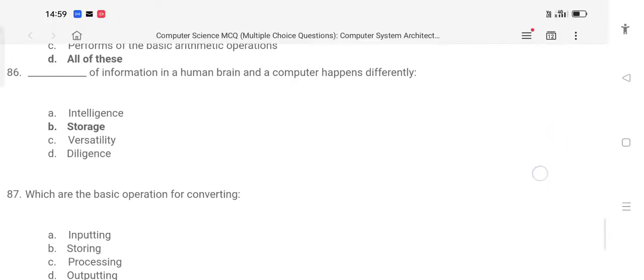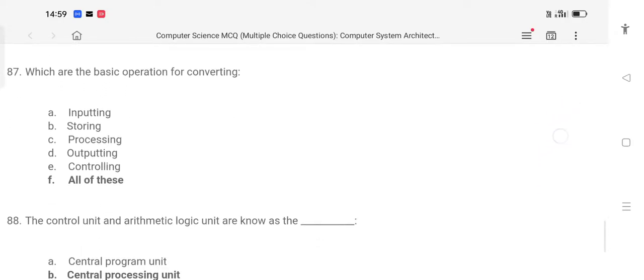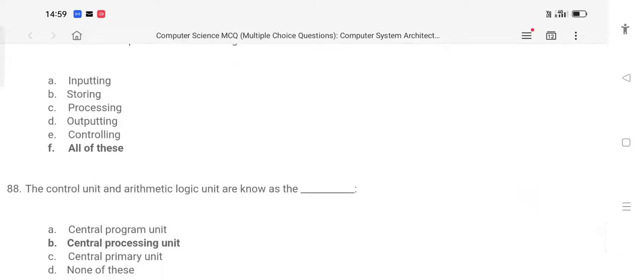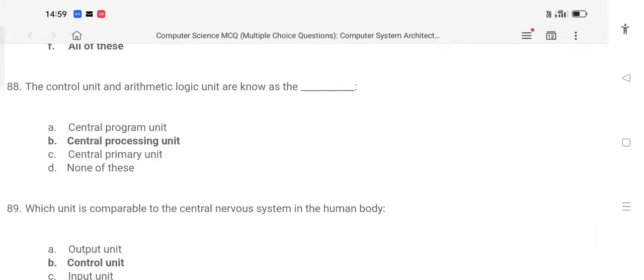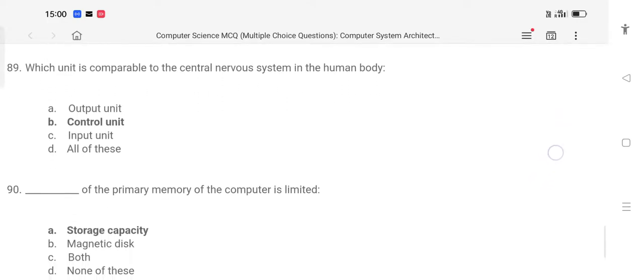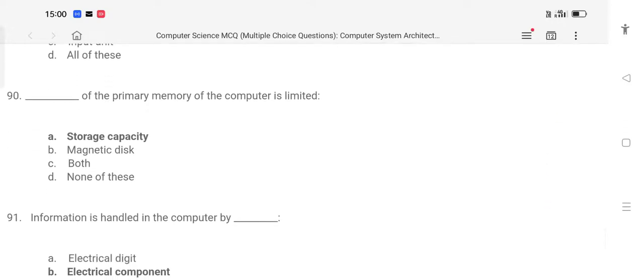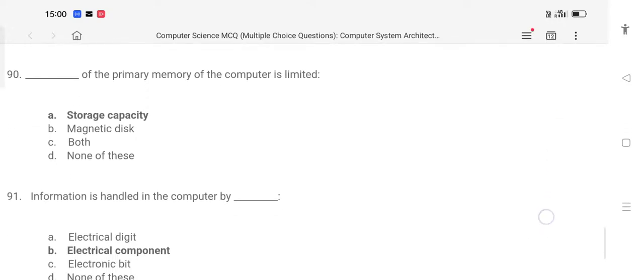Dash of information in the human brain and computer happens differently. Storage. Which are the basic operations for converting? All of this: inputting, storing, processing, outputting, controlling. All of this it does. The control unit and arithmetic logic unit are known as the central processing unit. Which unit is comparable to the central nervous system in the human body? Control unit.